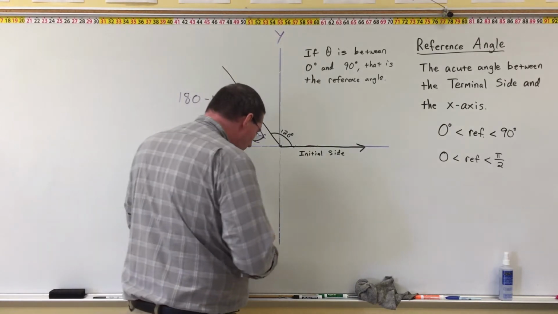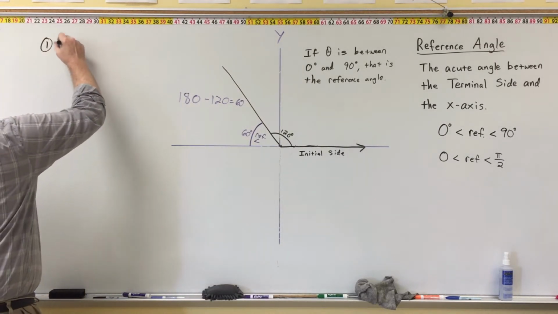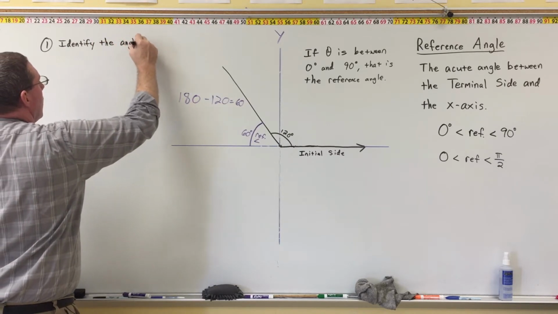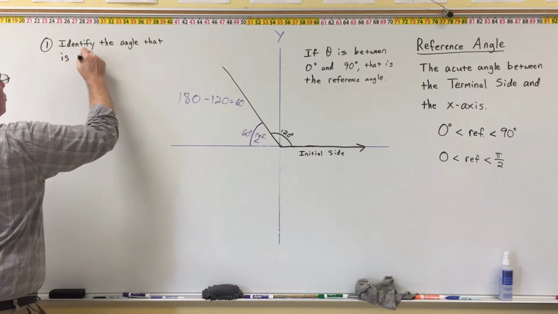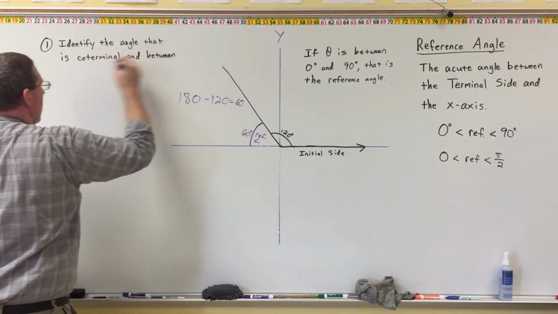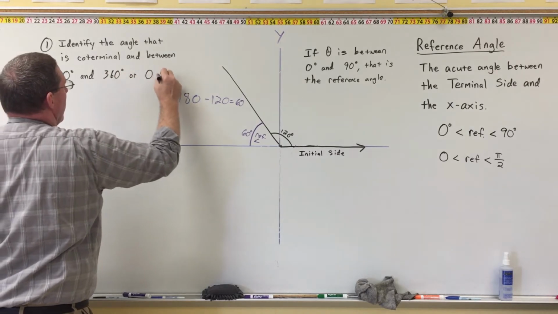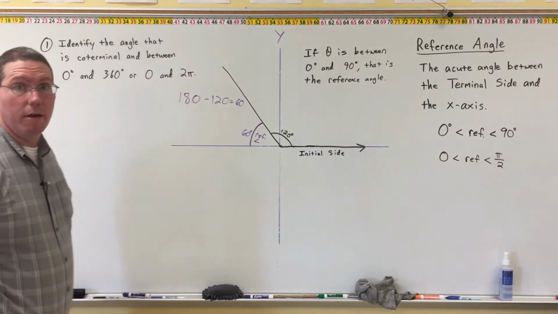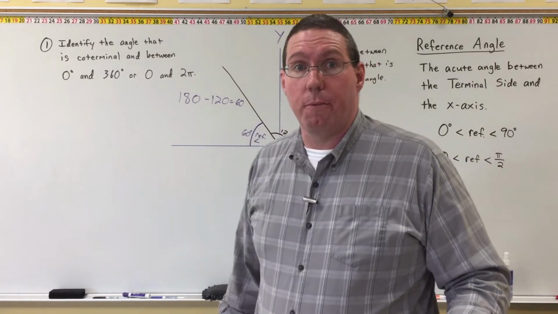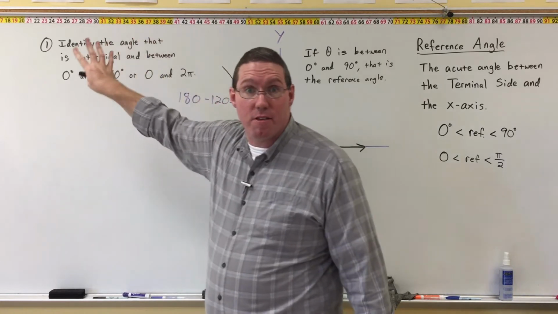And so if your theta, well, here, let me give you a better procedure here. Step one is always going to be identify the angle that is coterminal and between 0 degrees and 360 degrees, or 0 and 2 pi, which is what we did in the last lesson. In the last lesson, I taught you how to do that. I taught you how to do step one. So that's always the first thing you're going to do. Now, if the angle that you're given is already between 0 and 360, or it's between 0 and 2 pi, then you can skip step one, okay?